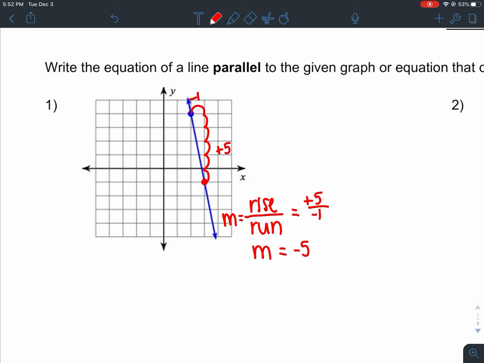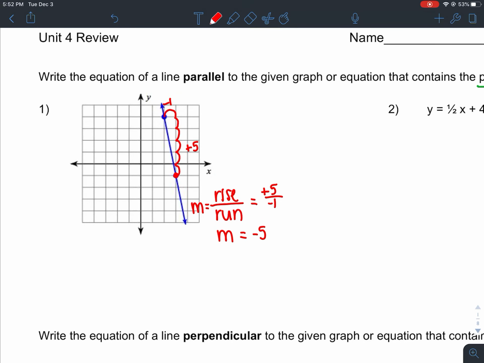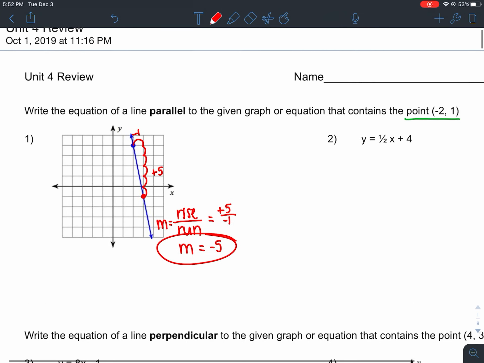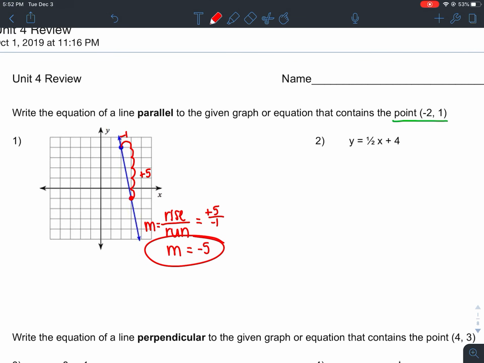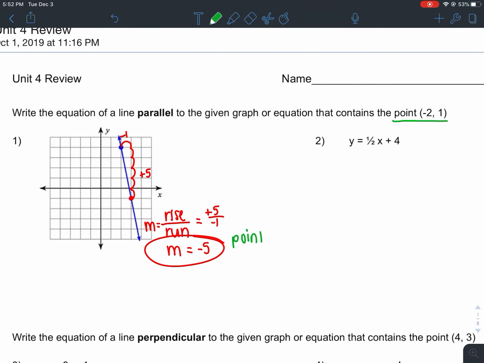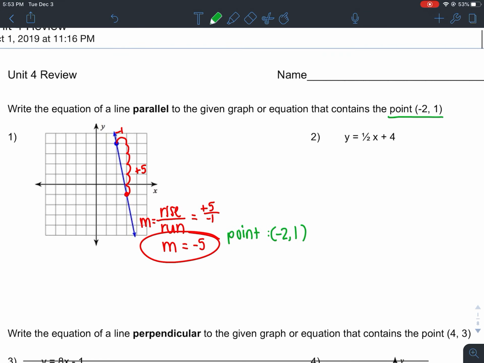Okay, the next thing we need to do is determine, do we use the same slope or do we change it? Well, we want to create a parallel line. If I'm trying to create a parallel line, then I want the same slope. So in the new line, I want to use this slope also. Okay, so I have that slope. Now I need to use the point that I'm given. Well, this is the point that I have to use. So my point is -2, 1.